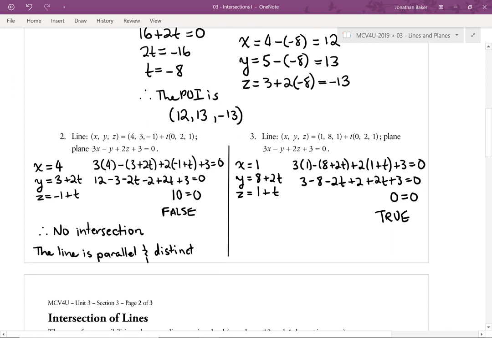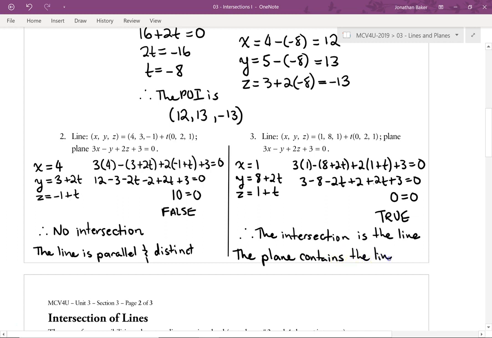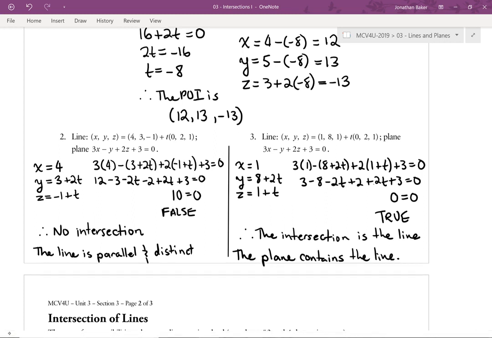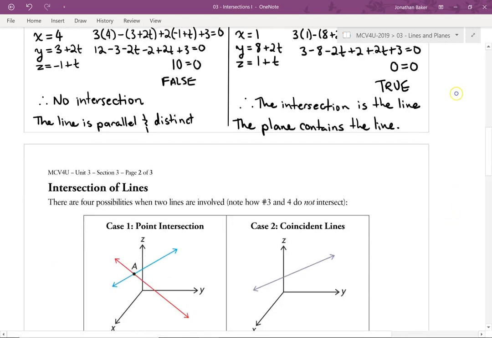And so we can say true, therefore the intersection is the line. And the plane contains the line. And that's nice and specific. Okay, so let's look at the intersection of lines now.